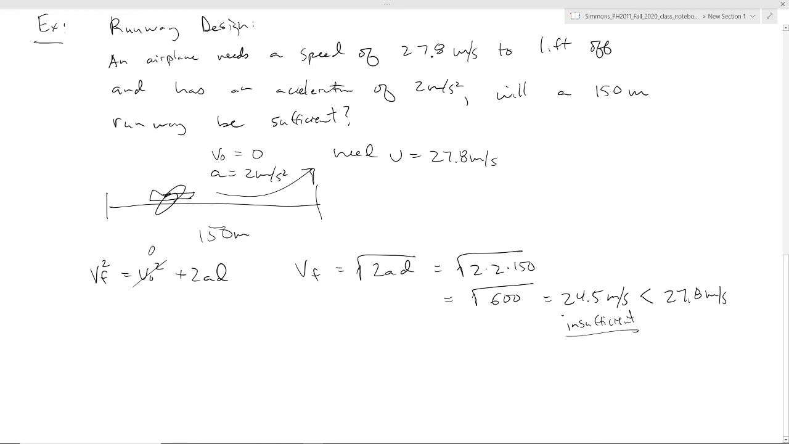Insufficient. But you could think of this in other ways. Perhaps another way we could think about this would be, well, we know how fast we want to go. We could solve this expression for the distance that we need. So let's do that. If we solve this for d, we would have to divide by a factor of 2a.